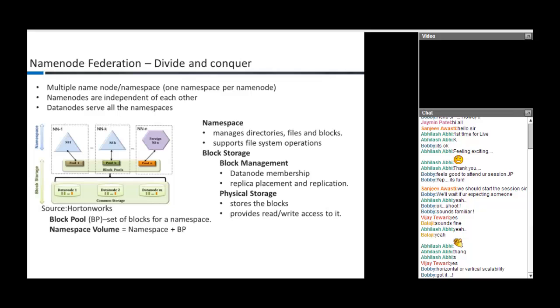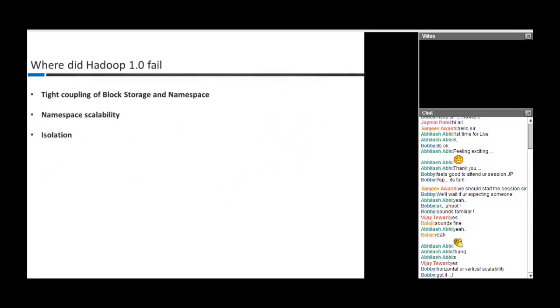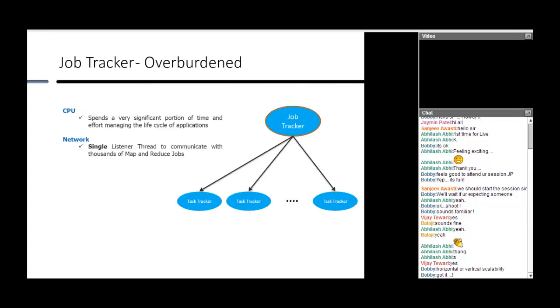If you can see from these pictures, you have only a single NameNode which has the metadata information. If this node goes down, you don't have any other node to take up a backup of the NameNode, and that means the entire cluster will be down. So no high availability, no scalability. Let us not worry about the federation part right now. The job tracker is overburdened.